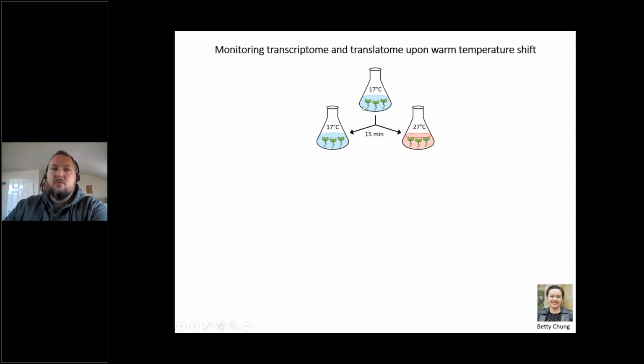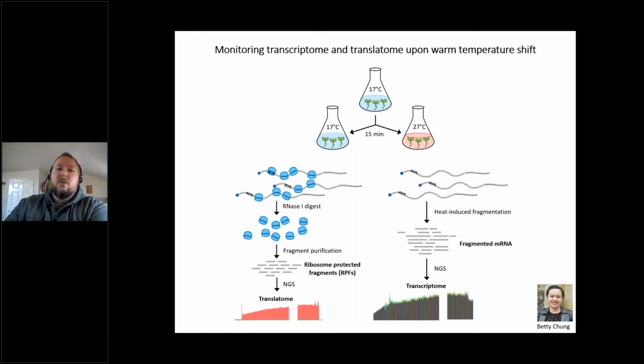What Betty did is she grew seedlings at 17 degrees, then shifted part of them to 27 degrees for actually a very short amount of time, because we were interested in rather quick responses. And then she looked at both the translatome and the transcriptome of these seedlings. For the translatome, you essentially purify RNA fragments that are bound and thereby protected by ribosomes. And they will basically serve as a proxy for translation. So you quantify these ribosome protected fragments by next generation sequencing and thereby obtain the translatome of your seedling. And in parallel, Betty performed a standard RNA sequencing experiment to get the transcriptome as well.